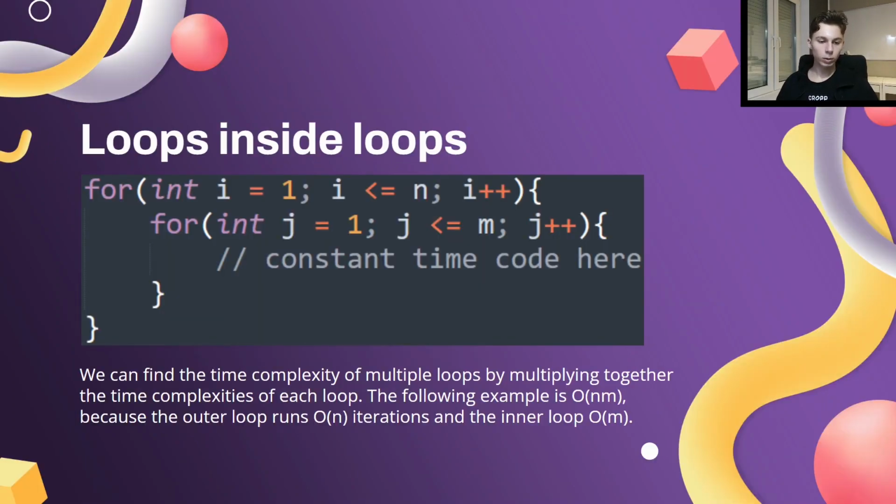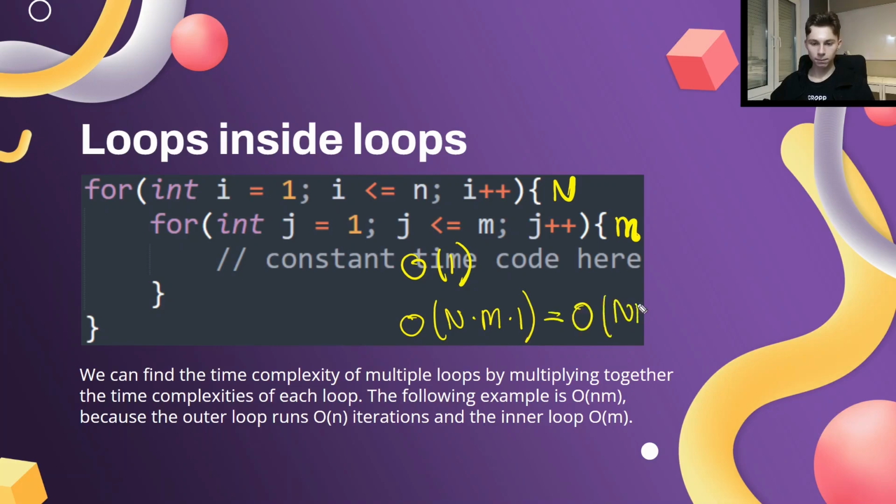Loops inside loops. We can find the time complexity of multiple loops by multiplying together the time complexities of each loop. The following example is O of nm, because the outer loop runs in O of n iterations and the inner loop in O of m. So we know that this here is constant time. This loop runs for m iterations. So we just multiply n times m times 1, which equals nm.